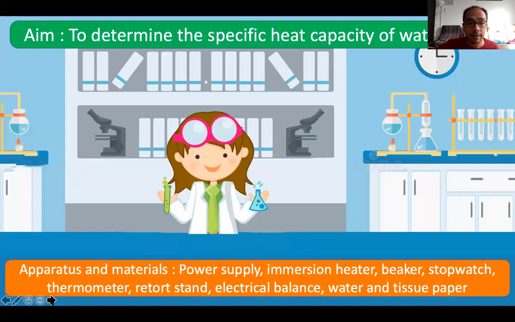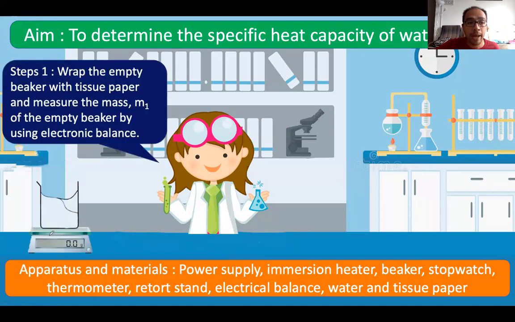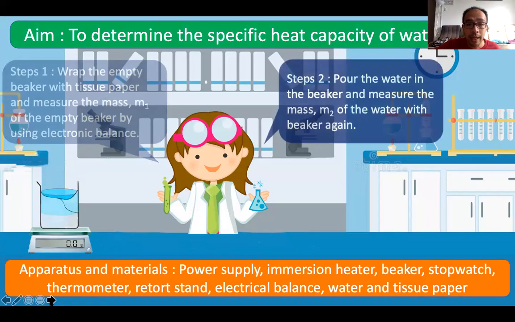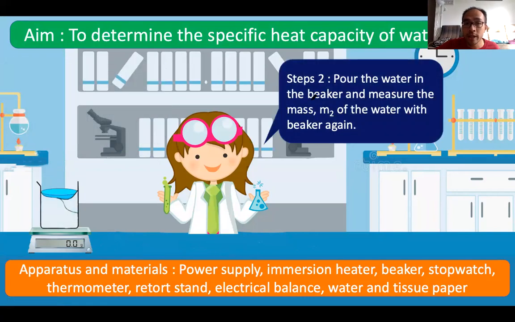These are the apparatus and materials. Everything is in the textbook, so I'm just going to quickly run through this. The first step is you wrap the empty beaker with tissue paper, and then you measure the mass of the empty beaker by using an electronic balance. Then you pour in the water and measure the mass. The purpose of doing this is because we want to measure the mass of the water. We're not interested in the beaker. We just want to know the mass of the water.